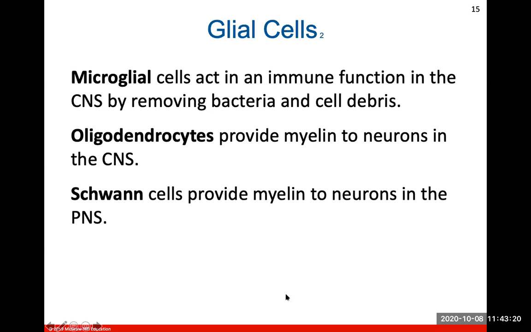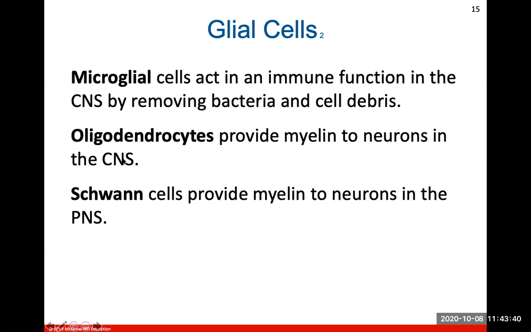Microglial cells then act in an immune function in your central nervous system by removing bacteria and cellular debris. So microglial cells are kind of your garbage collectors. They'll remove all bacteria and waste products of cells. If a cell were to die, the microglial cells get rid of it.